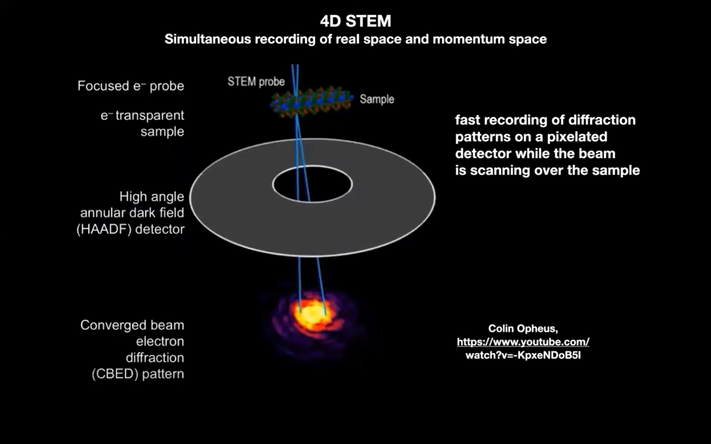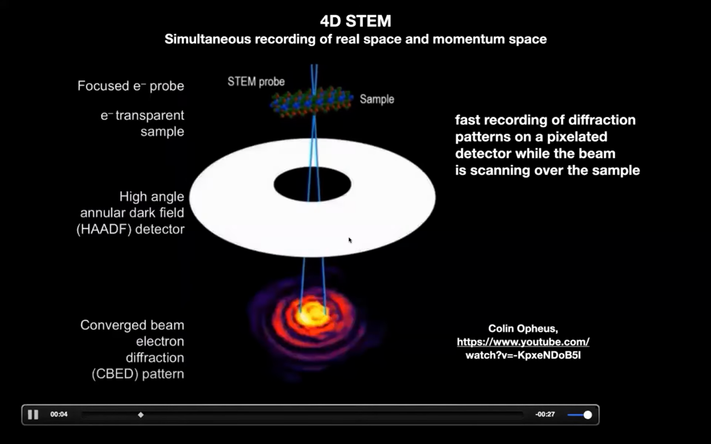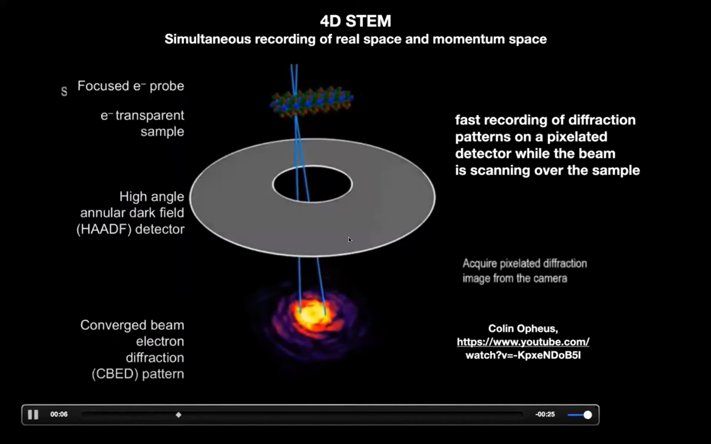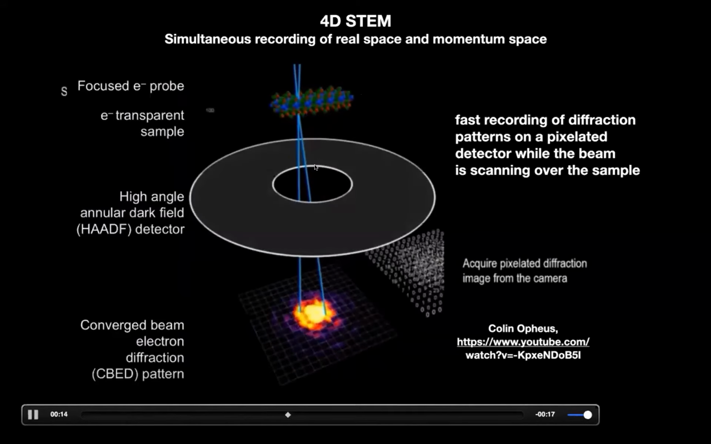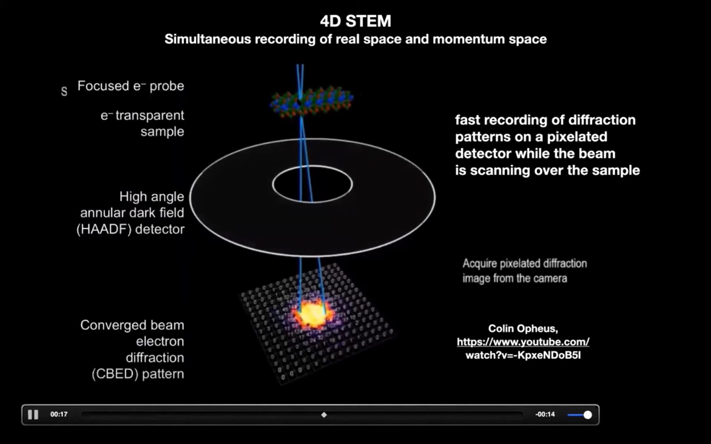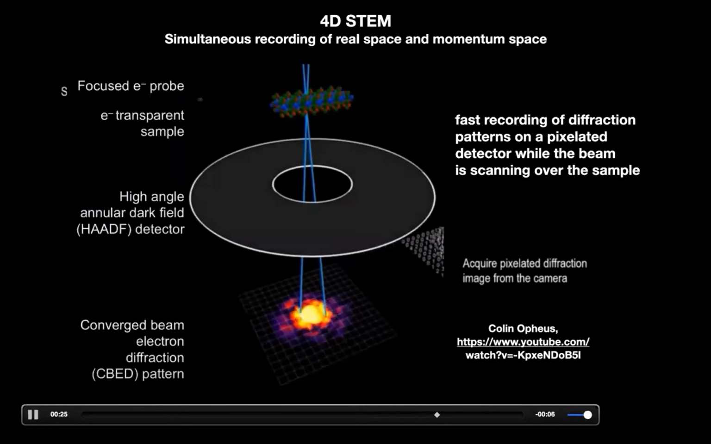In a classical STEM experiment, you would have your STEM probe, which scans over the sample, and for each sample position, you would take, for instance, with an annular dark field detector, the total scattered intensity falling onto the detector as one value. And in 4D STEM, in contrast, you raster the sample, but for each sample position with a pixelated camera, you take a full diffraction pattern.